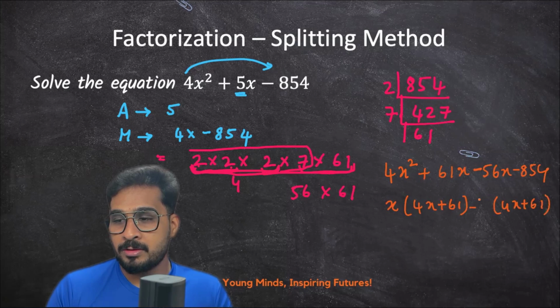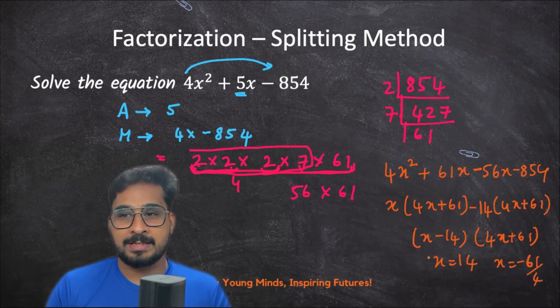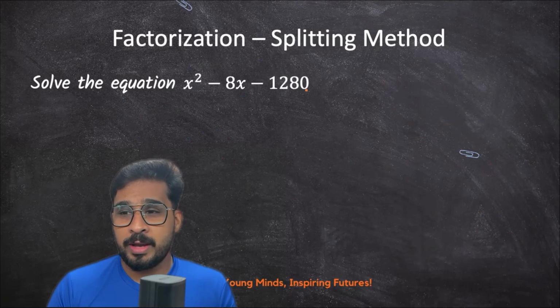You can write minus 14 times, x minus 14 into 4x plus 61, and x is equal to 14 and x is equal to minus 61 upon 4. You got the answer. Next example, x square minus 8x minus 1280.